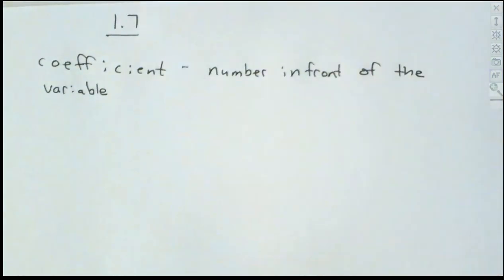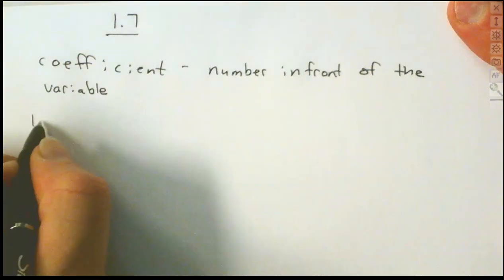The textbook has more detailed definitions. I like to give you shortened ones you can kind of understand. So when we talk about the coefficient, that's going to be the number in front of the variable. And that's usually called your numerical coefficient. And then we can also look at like and unlike terms.